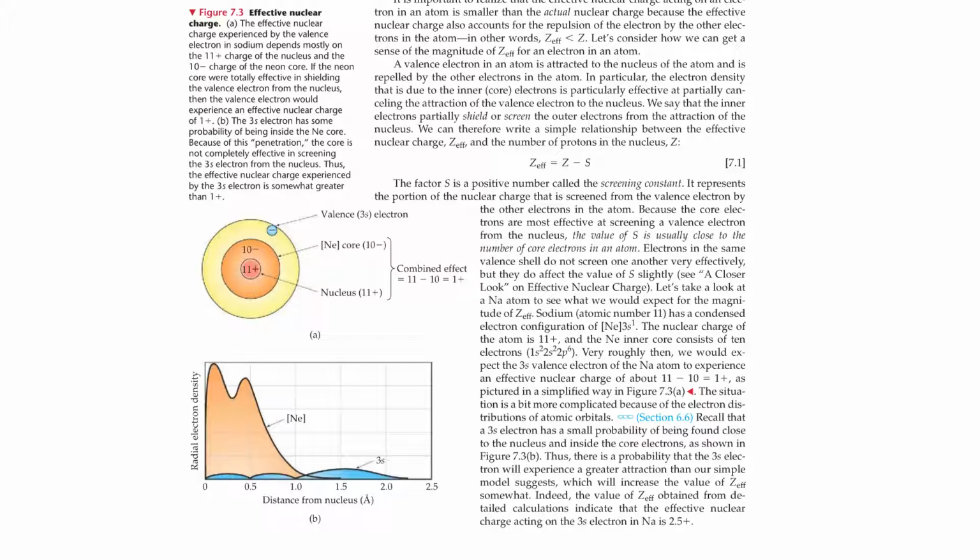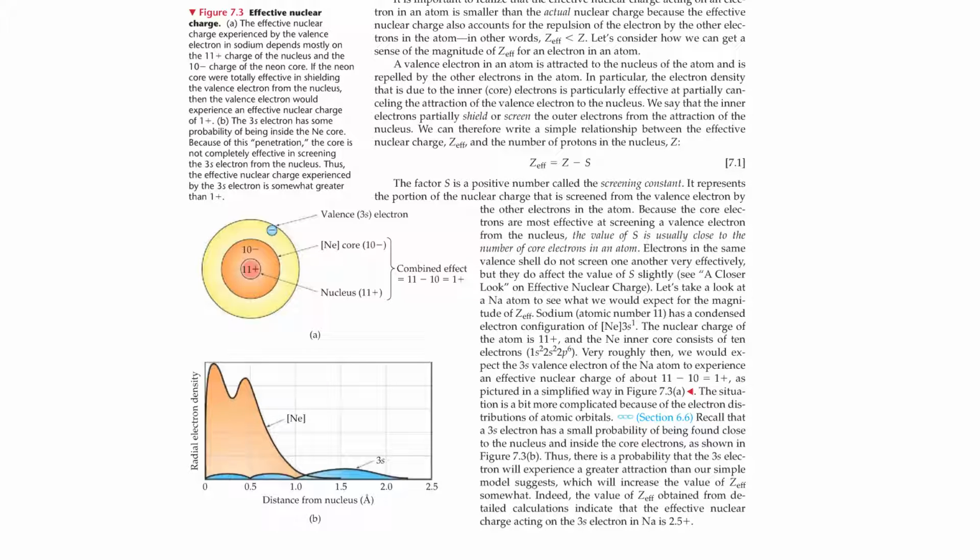Because of this penetration, the 3s electron has some probability of being inside the neon core. The core is not completely effective in screening the 3s electron from the nucleus. Thus, the effective nuclear charge experienced by the 3s electron is somewhat greater than positive 1.